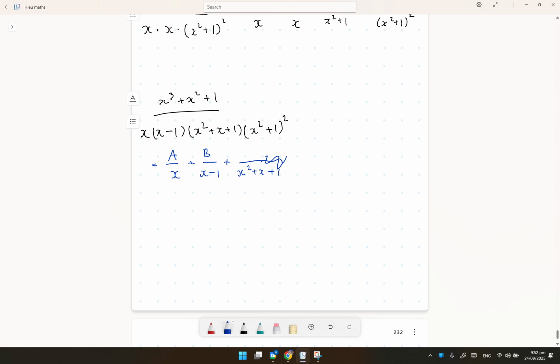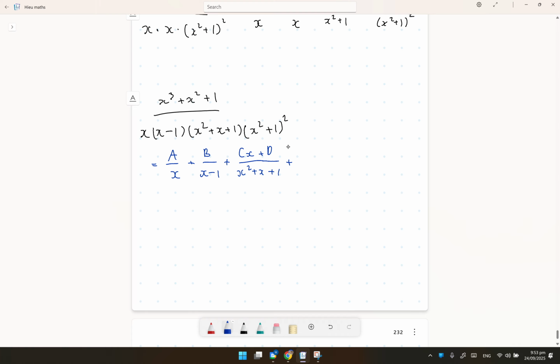Now this one, if we were to try to integrate it using substitution, u equals x squared plus x plus 1, what is this going to turn into? du is going to be 2x plus 1, right? In the form of cx plus d. And therefore, the one we want to use here is a, b, cx plus d.